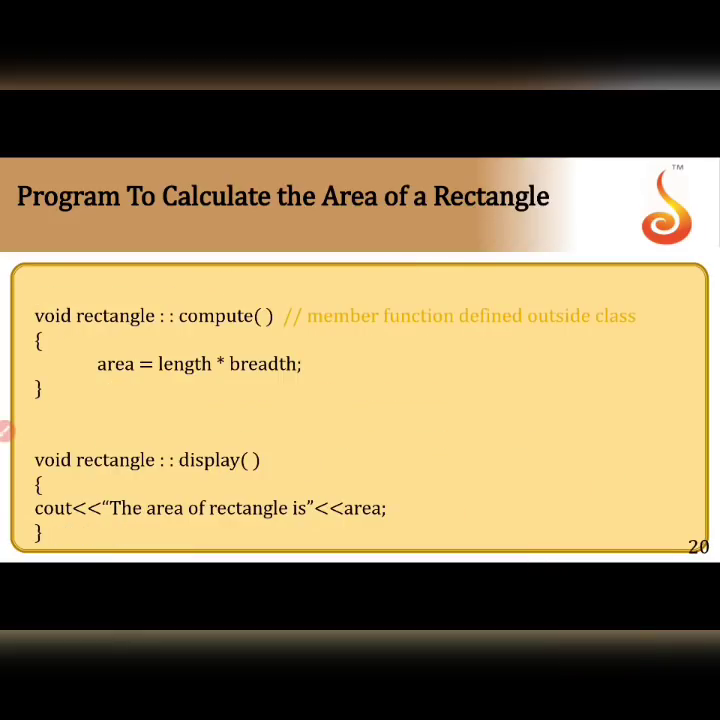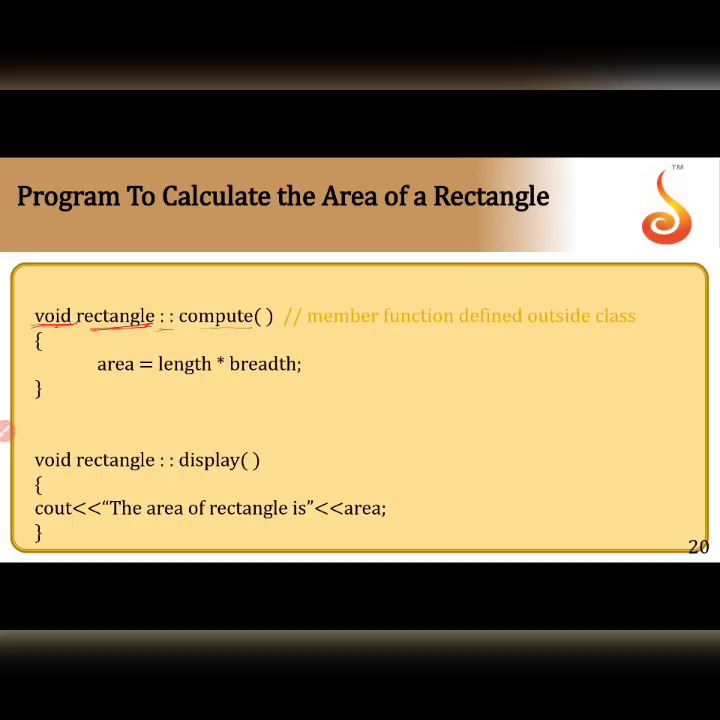Next, void. This is how I define a function outside the class. What is the syntax? The return type of the function, the return type of compute was void, the name of the class to which it belongs to. Compute belongs to rectangle, and then the scope resolution operator, name of the function and the argument list. Since it is no argument, we are not passing any arguments, it is left blank.